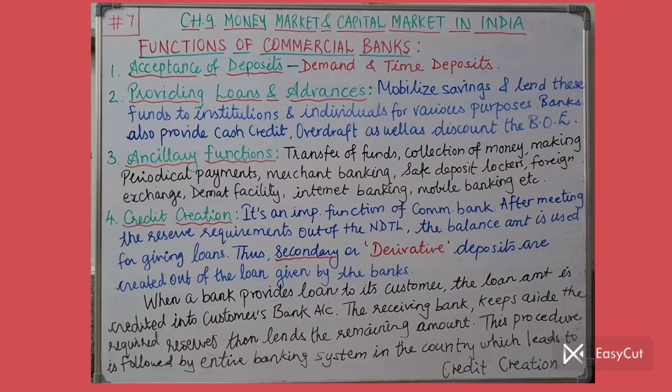Today we are starting with the second function of the commercial bank, that is providing loans and advances. Now see, all the commercial banks are accepting deposits from the general public. So what commercial banks do is they mobilize the savings and lend these funds to institutions as well as individuals for various purposes. Different kinds of loans are granted by the commercial banks for different purposes. Banks also provide cash credit facility. They do provide overdraft facility to the current account holders, as well as they discount the bills of exchange.